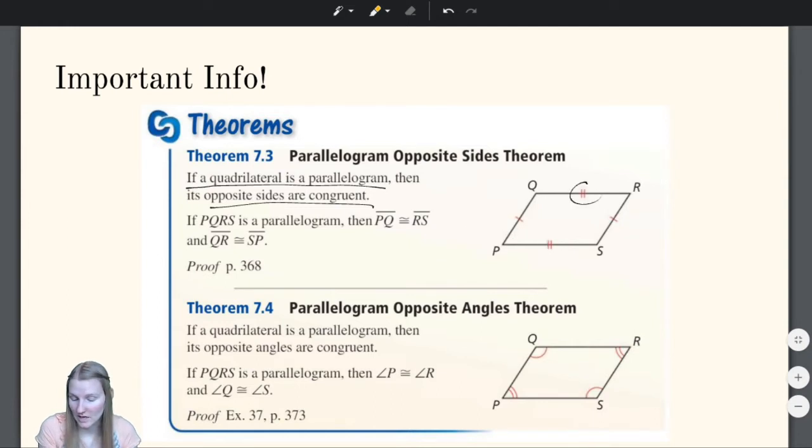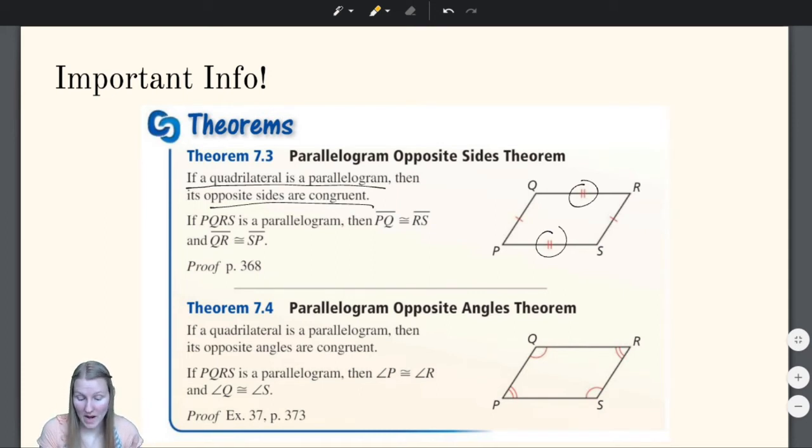Again, remember, if these have 2 tick marks, they match. If they have 1 tick mark, they match. So the sides with 2 tick marks are congruent, and the sides with 1 tick mark are congruent. But if one has 1 tick mark and one has 2 tick marks, not congruent. They have to match. So the opposite sides are congruent. If I have a parallelogram, opposite sides are congruent.